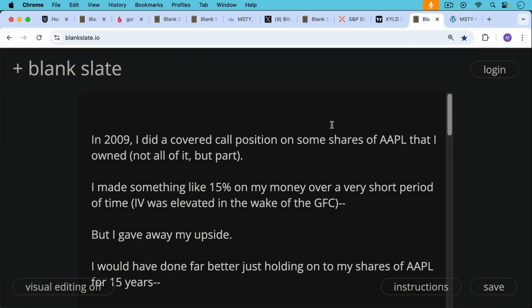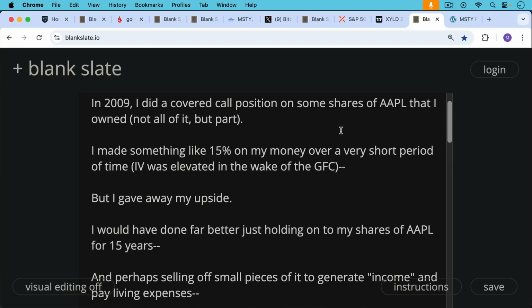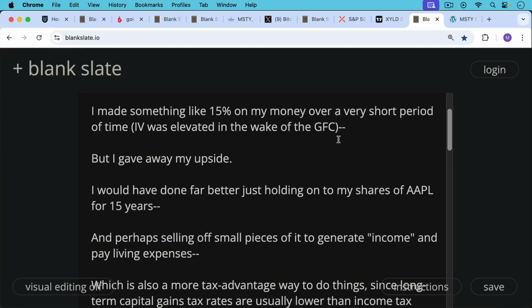But I ended up giving away my upside on a share adjusted basis. I don't know, this was Apple at $2 a share or something after all the splits it's had. So I basically, by selling these calls, I gave away and capped my upside. I would have done far better just holding on to my shares of Apple for 15 years. And I did hold on to some of it for a multi-year period, but the part that I wrote covered calls on, the shares were called away from me simply because Apple stock went up so much, and obviously went up a lot over the last 10 to 15 years.